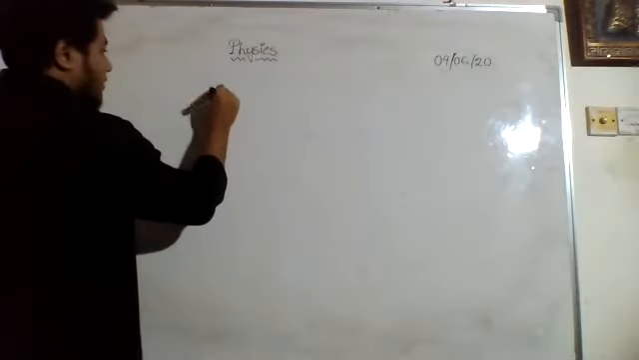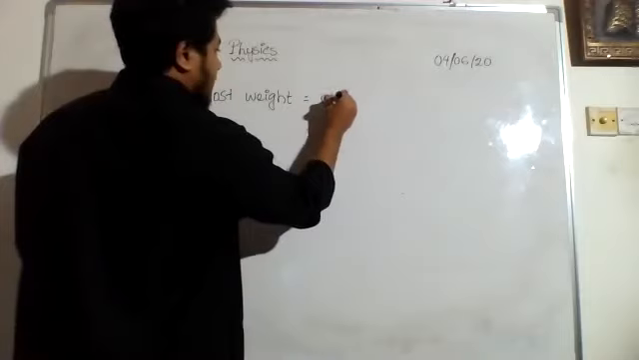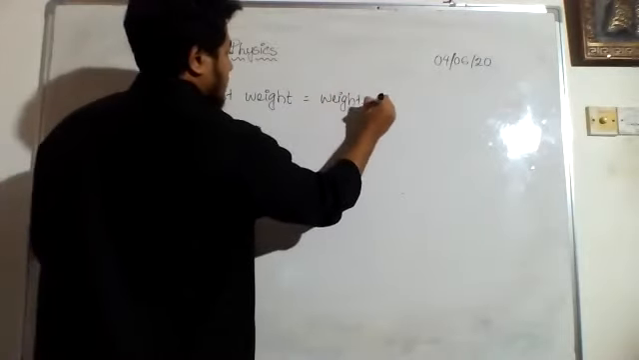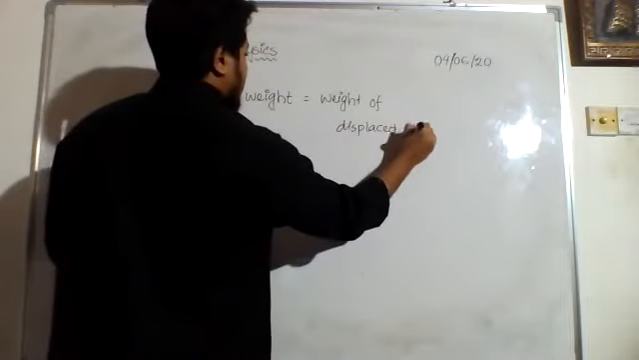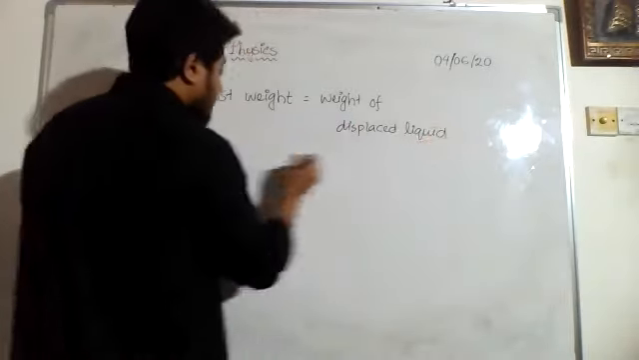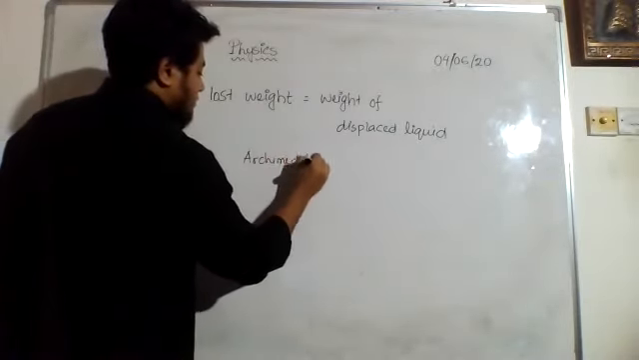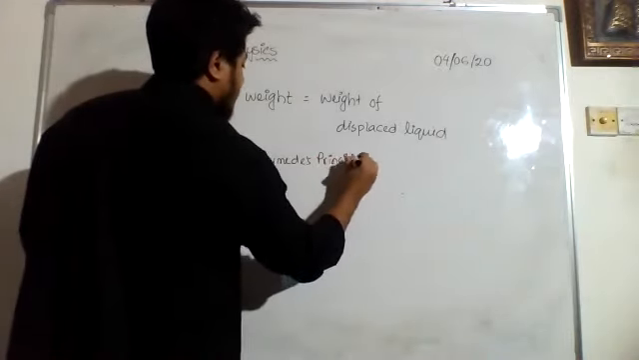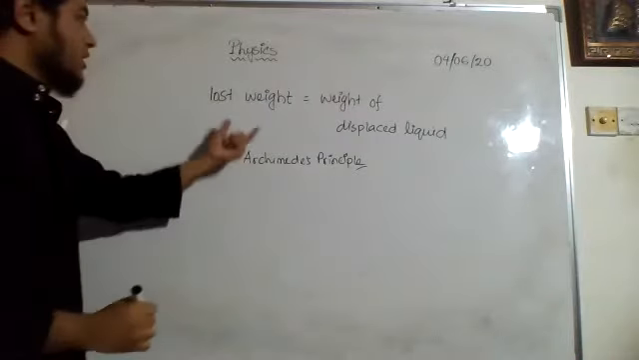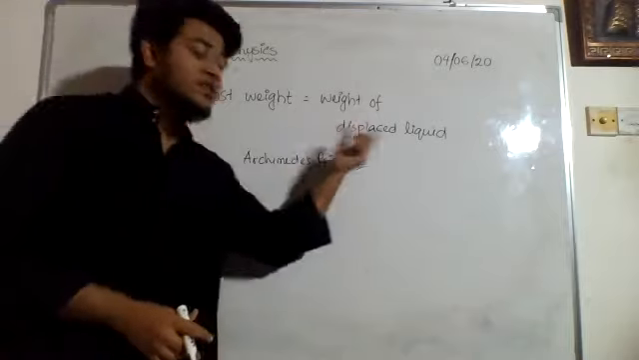Lost weight is equal to the weight of displaced liquid. This is what the Archimedes principle says. The Archimedes principle says that the lost weight of the body, which is submerged in the liquid, should be equal to the weight of the displaced liquid.